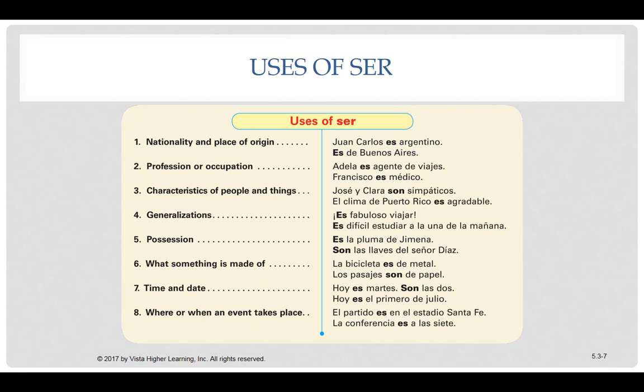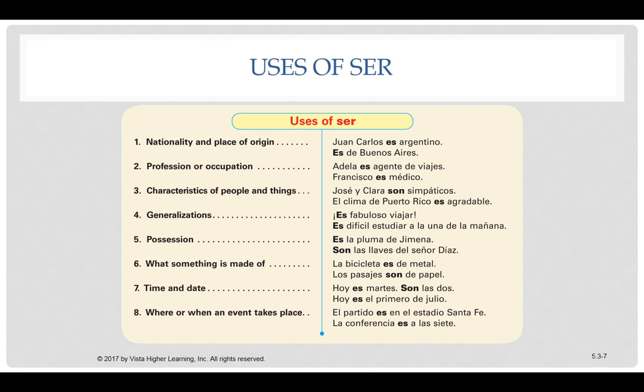Generalizations. Es fabuloso viajar. Es difícil estudiar a la 1 de la mañana. It's wonderful to travel. It's difficult to study at 1 in the morning.